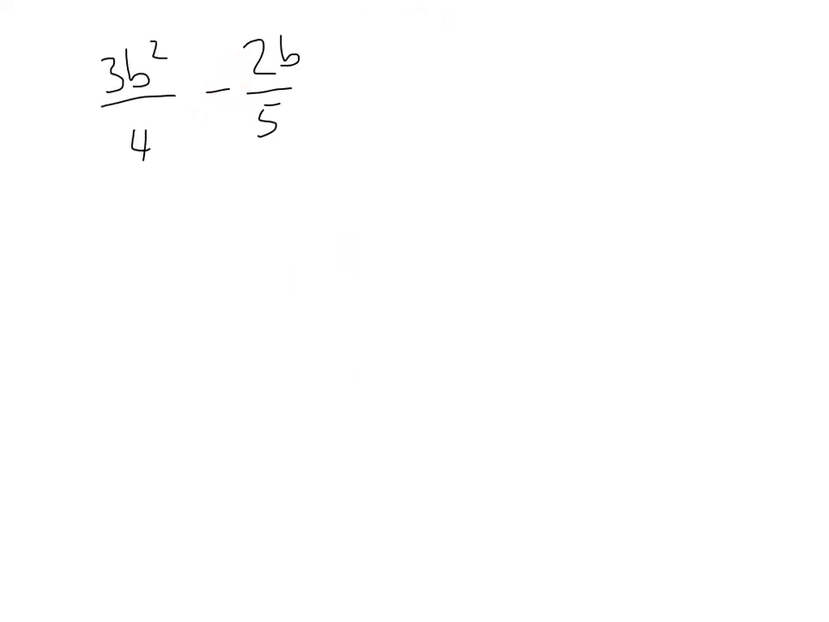Subtraction works in pretty much exactly the same way. To begin with, multiply the denominators. 4 times 5 is 20. And then cross-multiply. So 3b squared times 5 would be 15b squared. And then 4 times 2b would be 8b.